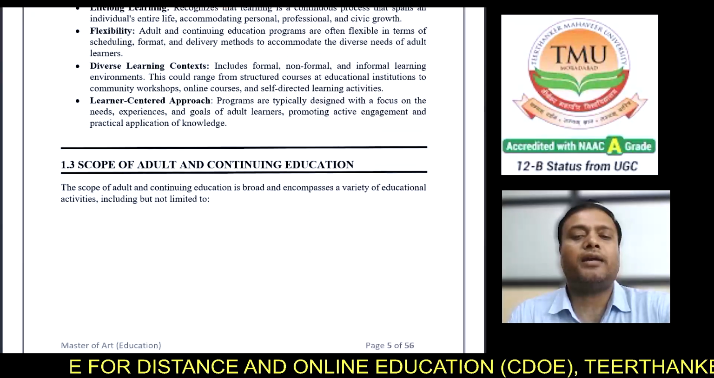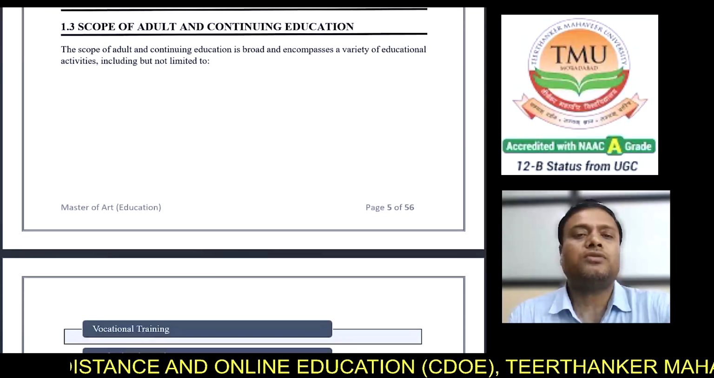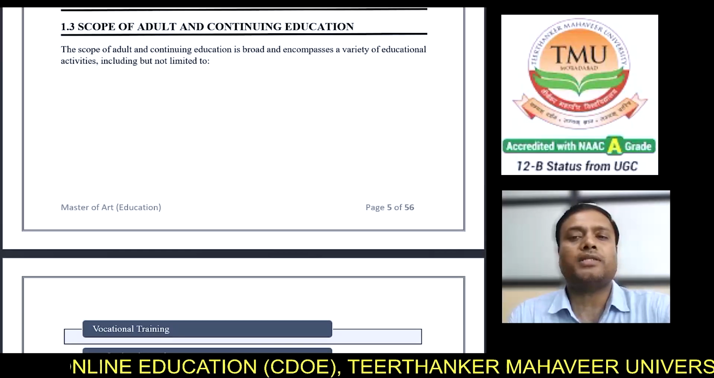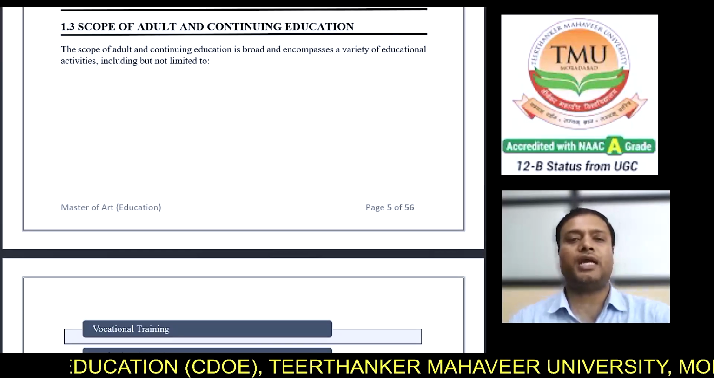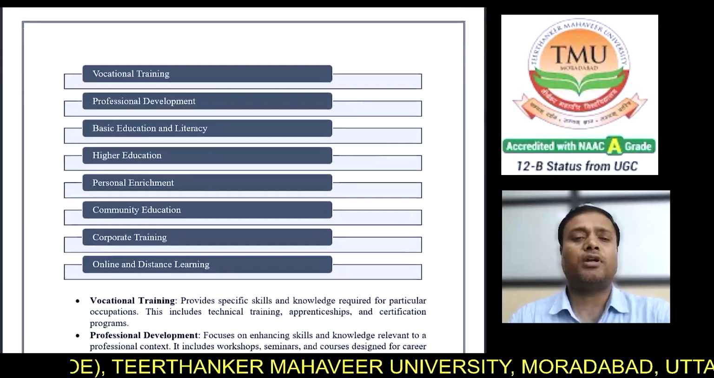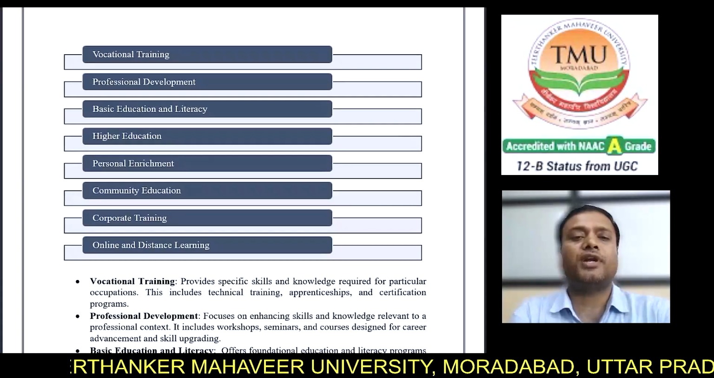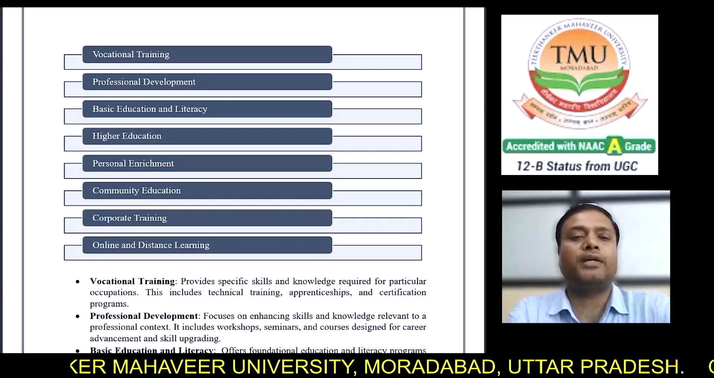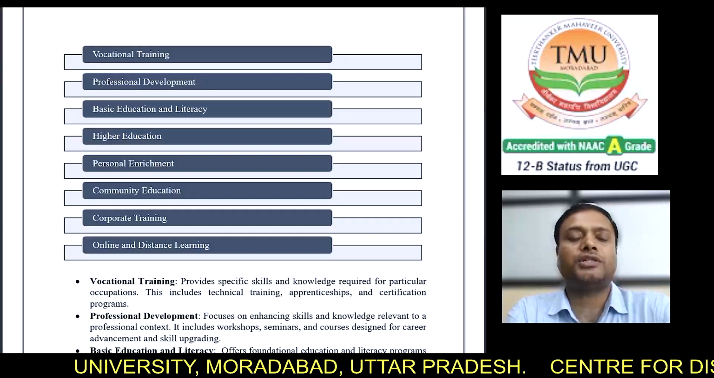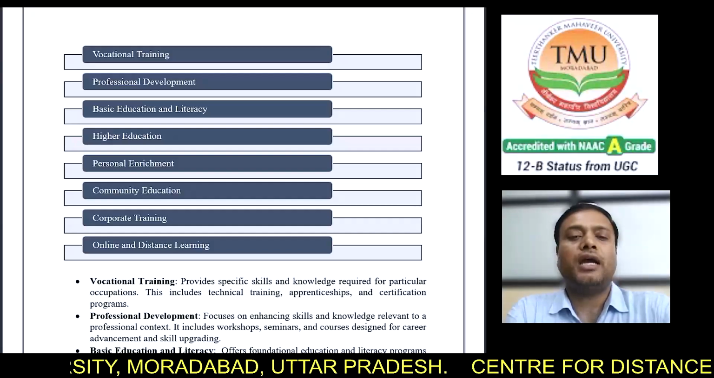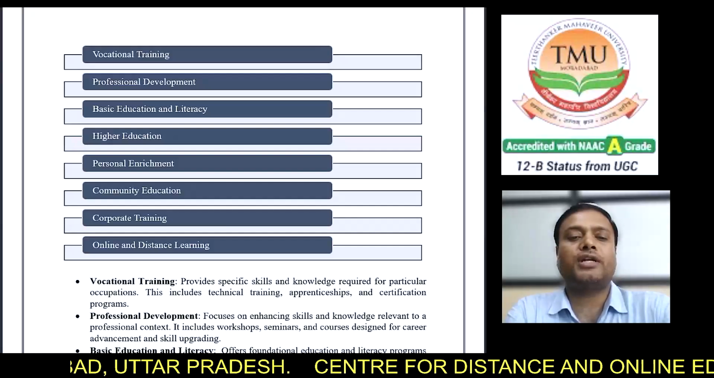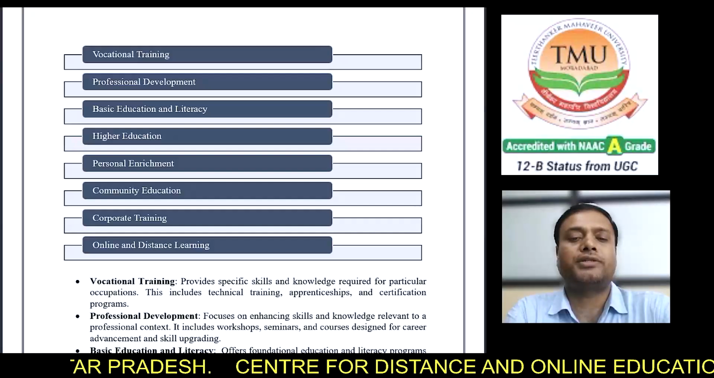Scope of adult and continuing education. The scope of adult and continuing education is broad and encompasses a variety of educational activities, including but not limited to: first one is vocational training, second one is professional development, third one is basic education and literacy, fourth one is higher education, fifth one is personal enrichment, sixth one is community education, seventh one is corporate training, and eighth one is online and distance learning.